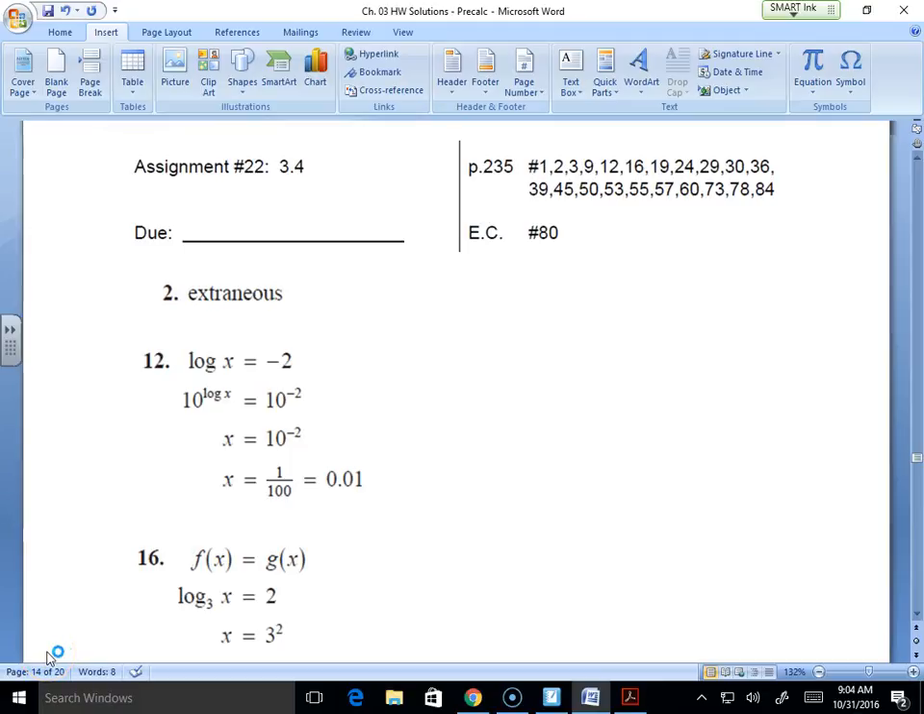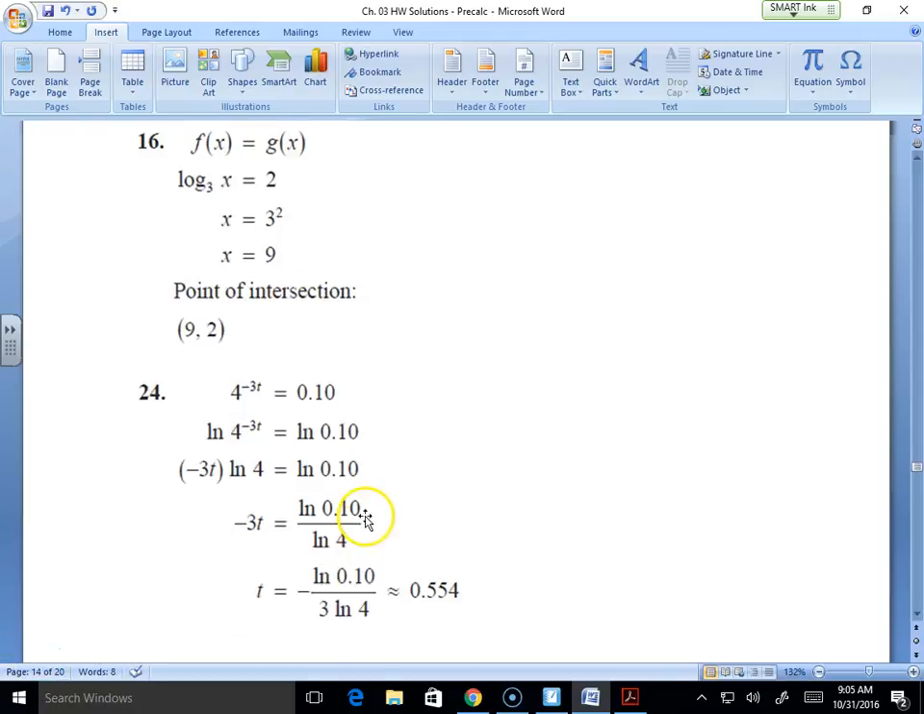All right, number 2, extraneous. Number 12, you can see at the very end a few different variations. You could have 10 to the negative 2. You could have made that 1 over 100, or you could have made that 0.01. All of them are just as equally fine as the other.